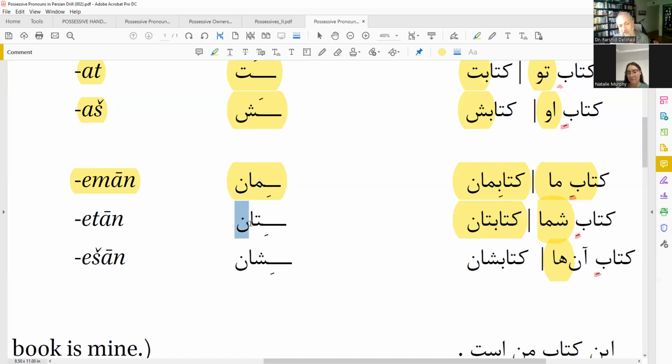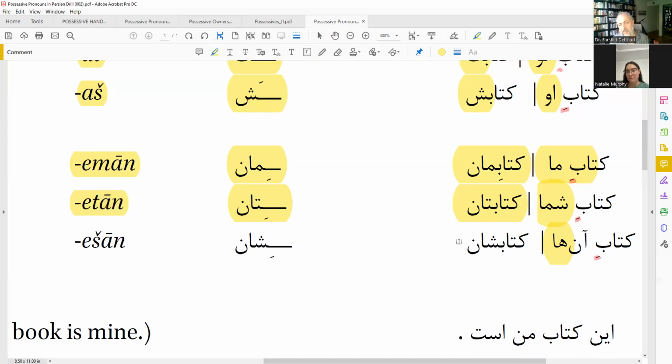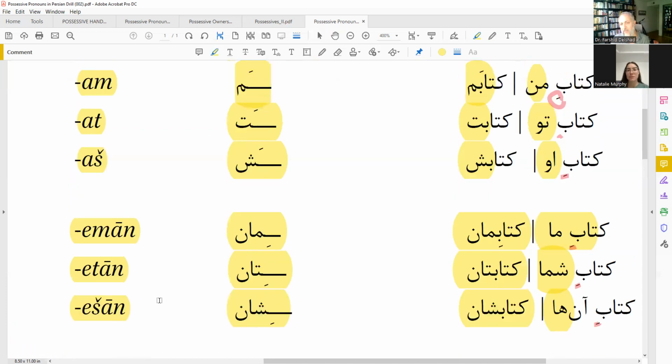Ketabetan, instead of etan, your book. And finally, ketabeshan instead of ketabe anha, which means their book. So this is the way we are creating the possessive pronouns. Okay, now there is just one exception.